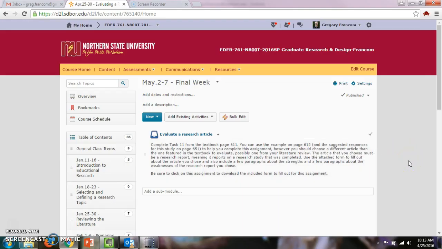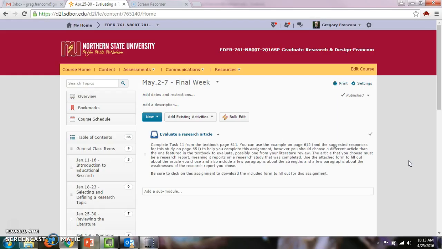And what I want you to do is take a deep look into that article that you choose. It must be a research report, meaning it reports on a research study that was completed. It cannot be a secondary source that's telling about a bunch of different research studies and only telling about those. It must have a current study in the article that it's reporting about.